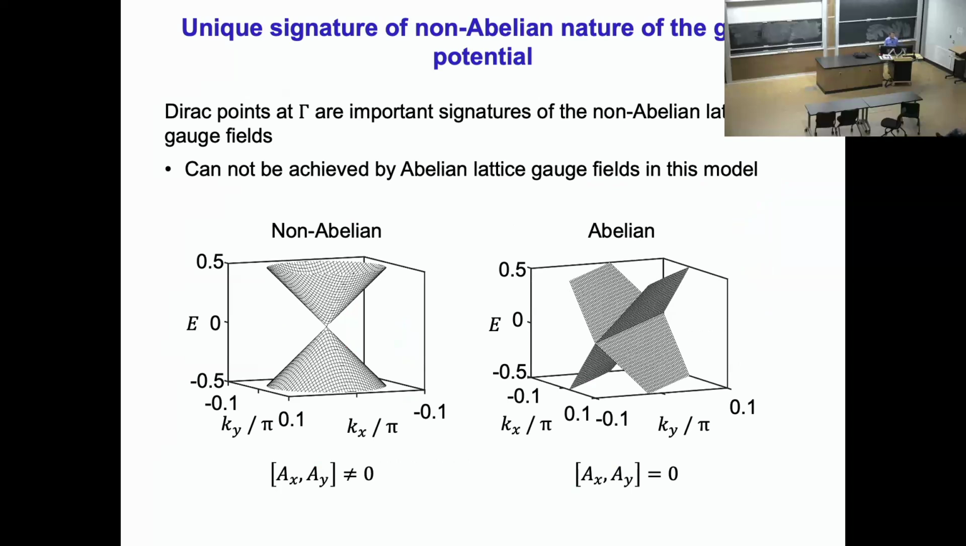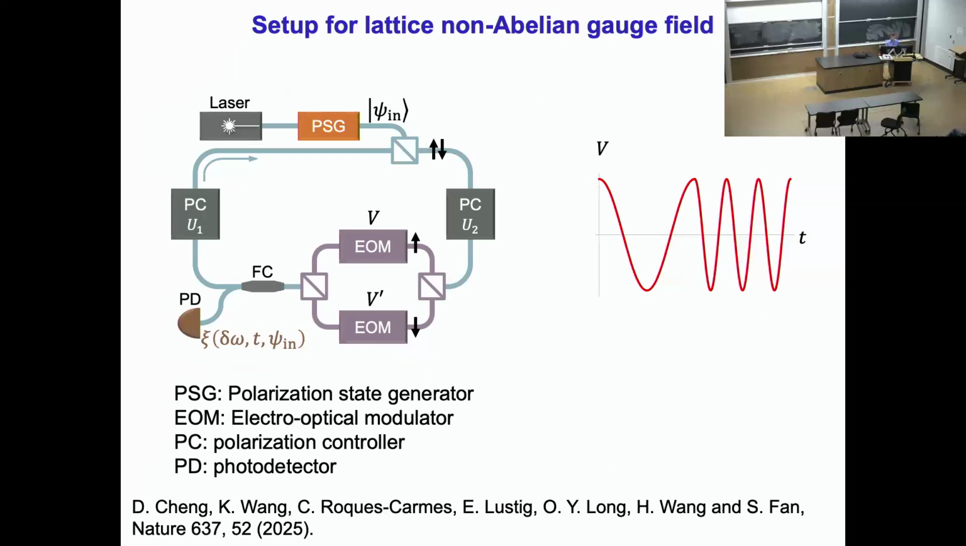So with this as a background, we try to implement it in the synthetic frequency space so that we can actually explore some of these theoretical consequences of non-abelian gauge field. In this case, for the SU(2) model, we use the spin. For the pseudo spin, we use the two polarizations in a fiber. And we separate the polarizations out so that we can create different modulation on each of the spins, and that implements the non-abelian gauge potential.